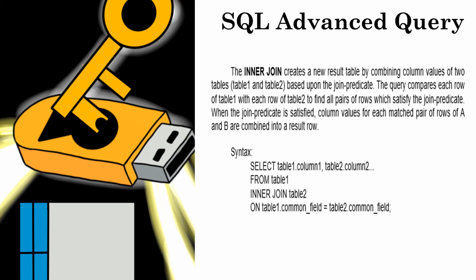Example, we have the following syntax. Select table 1 dot column 1, table 2 dot column 2. The columns pertain to the field names used in the table structure. From table 1 inner join table 2 on table 1 dot common field, it can be the primary key or the foreign key, is equal to table 2 dot common field.